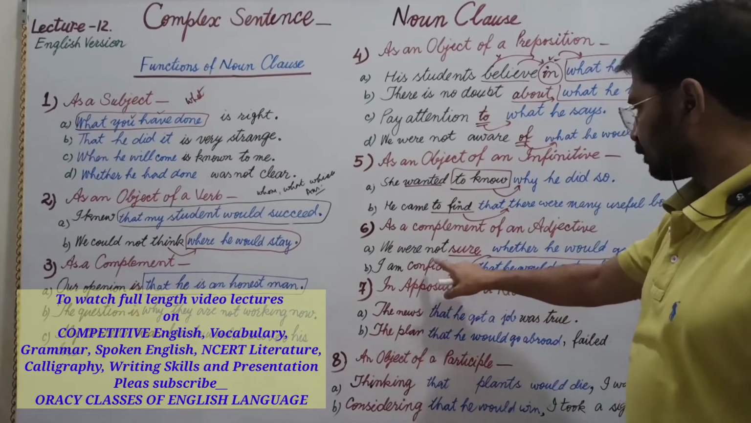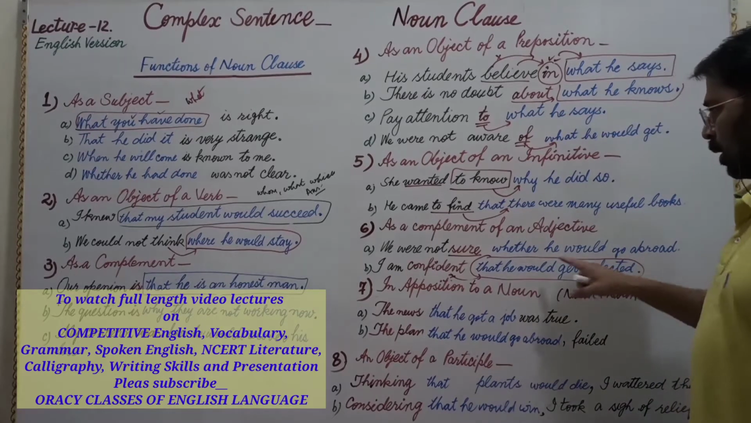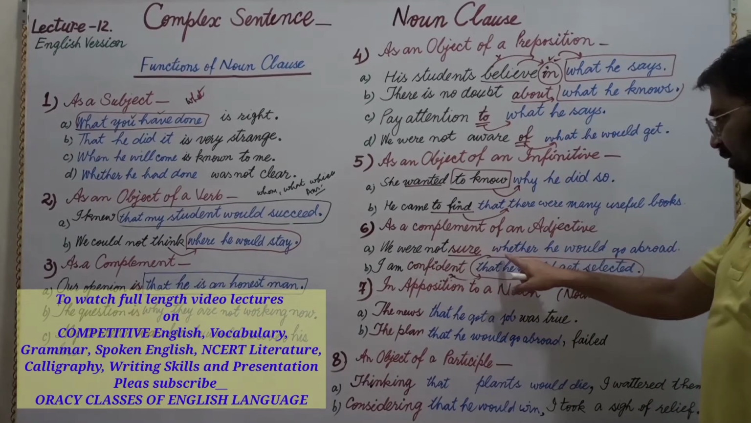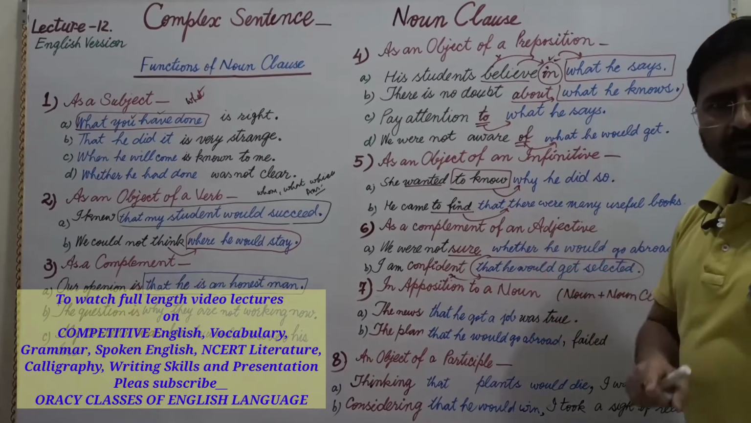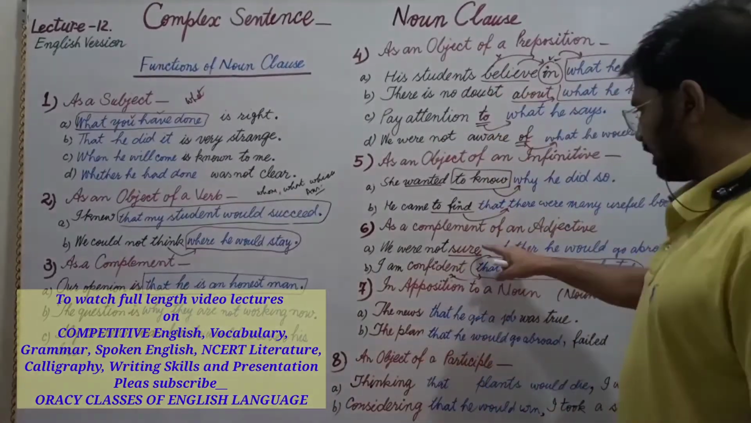In the same way, we were not sure whether he would go abroad. Sure is an adjective, and this part will be called subordinate clause, noun clause, and complement of an adjective. The complement is written in red color.